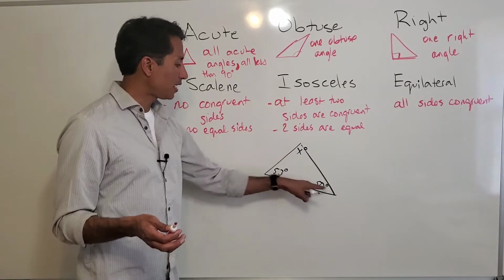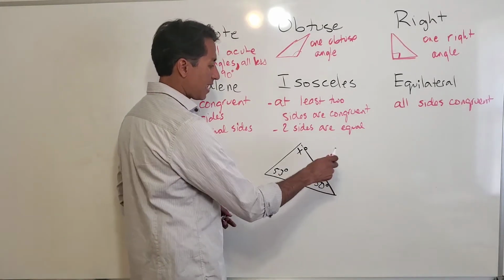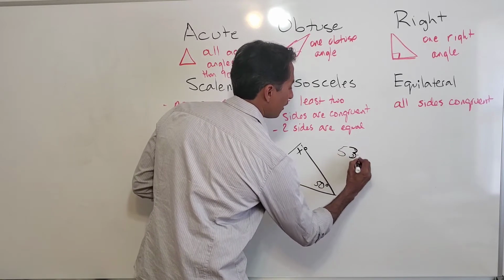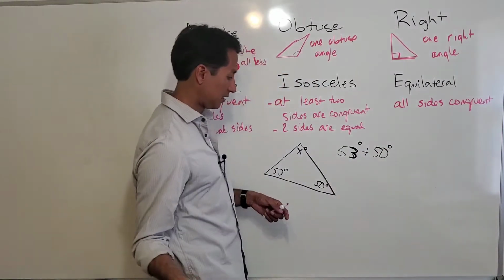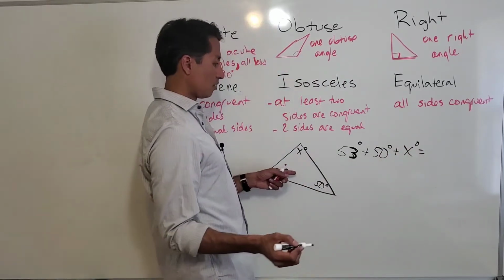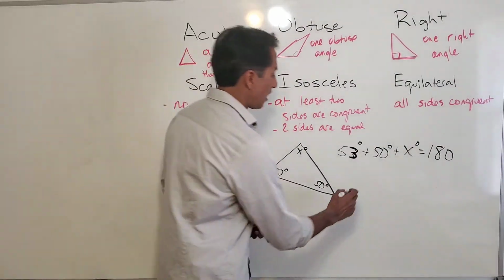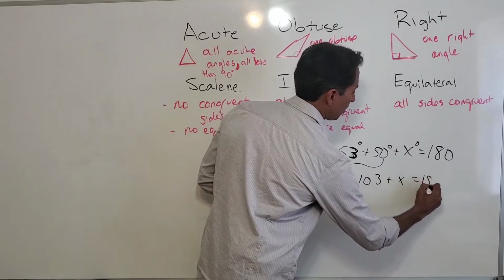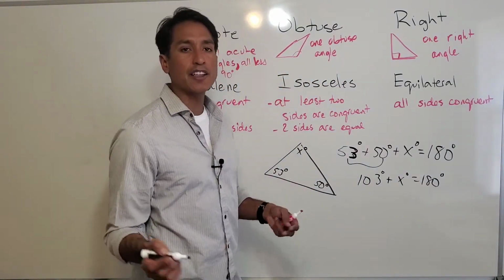So we know that all three of these interior angles equal 180. So I can write that out as a math problem if I want. I can say 53 degrees plus 50 degrees plus X degrees equals 180. And now I can combine like terms. I can add the 53 and the 50 and get 103 plus X equals 180. Sorry, I get lazy with the degree signs. And now I've got to solve for X.